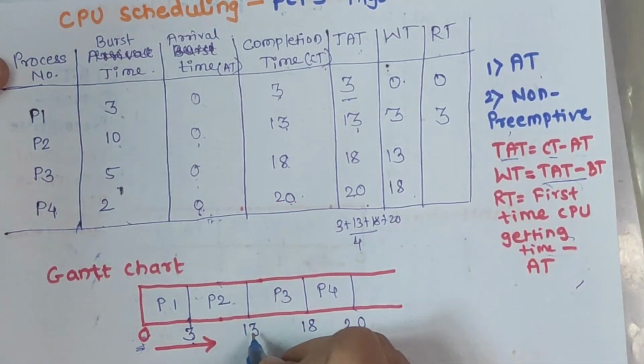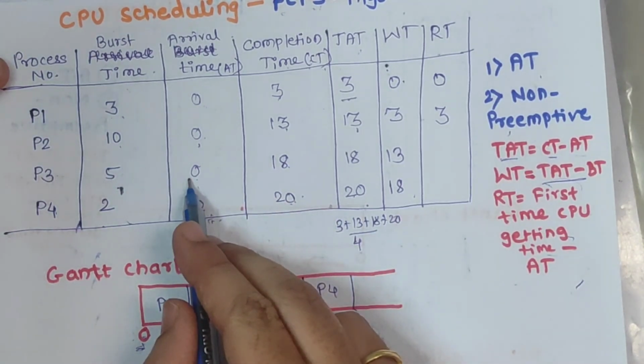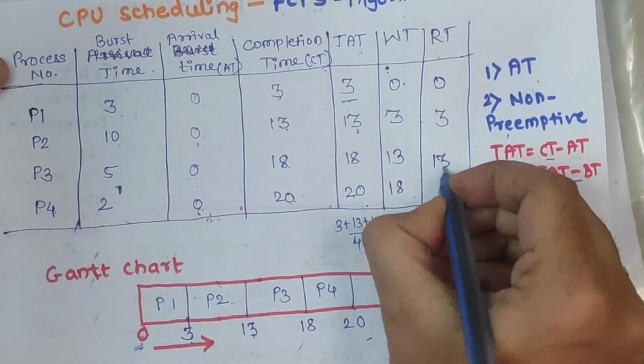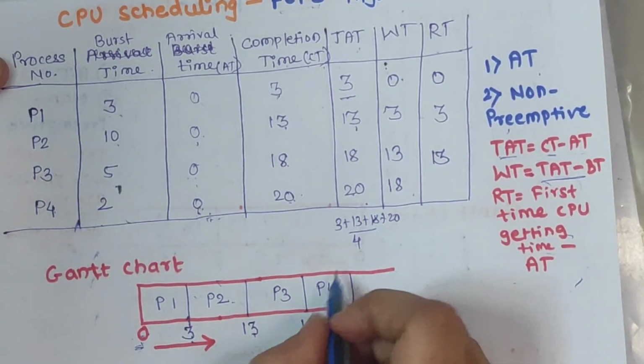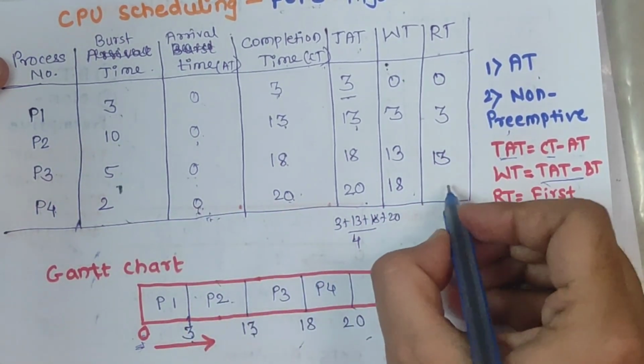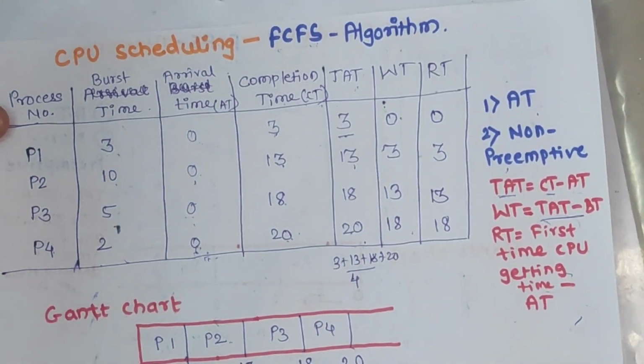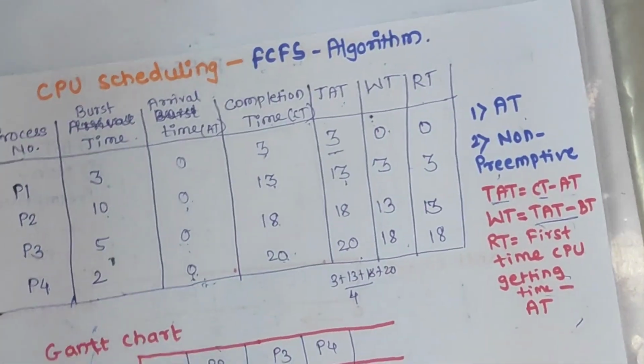Again, P3 is getting CPU at time unit 13 and arrival time is 0. So 13 minus 0, we get 13. And again for P4, 18 minus 0, we get 18. So this is how we can solve the problem of CPU scheduling using the first come first serve, that is FCFS algorithm.